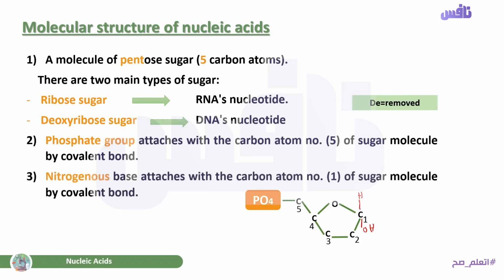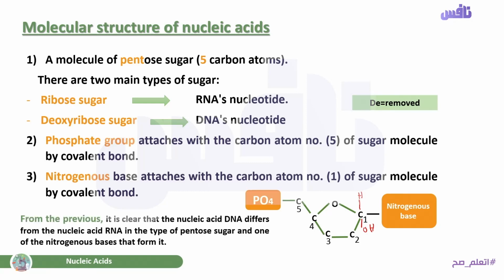Then the last thing is the nitrogenous base, attached with carbon number 1 of the sugar molecule by a covalent bond too. So we have this covalent bond, and connected with it is the nitrogenous base. This is carbon number 1. So our connections are carbon number 1 with a nitrogenous base and carbon number 5 with a phosphate group. So we have this nucleotide.